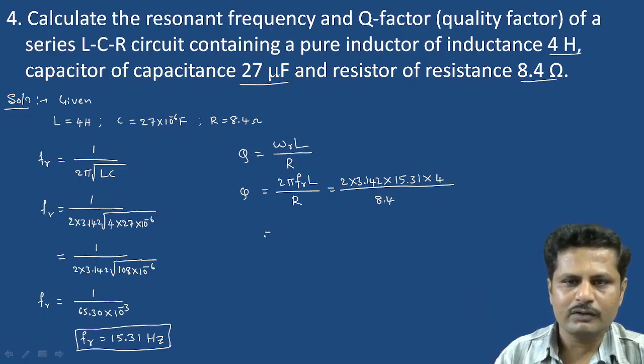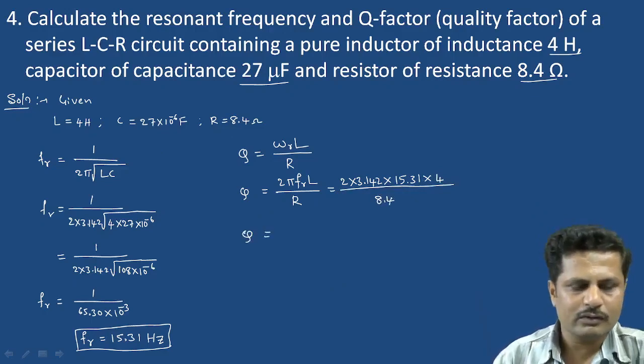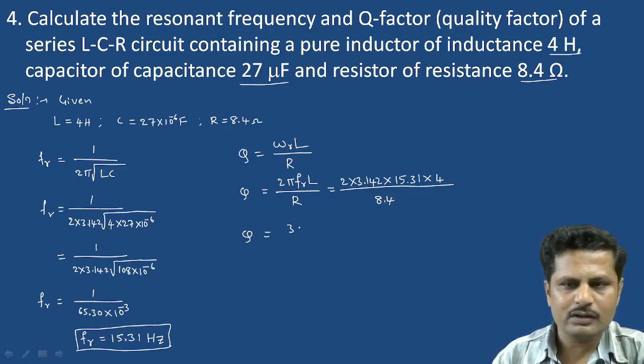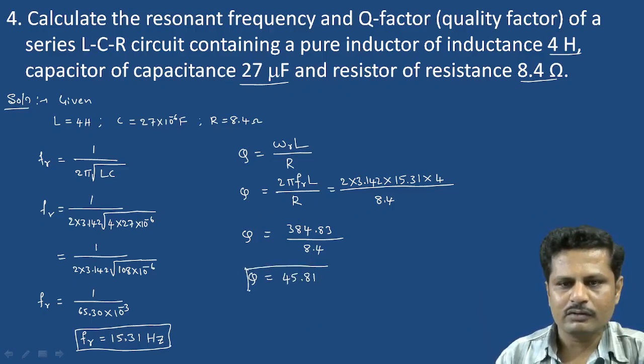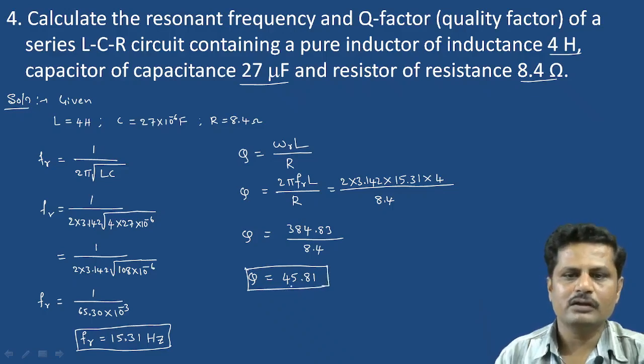So on simplifying, we get Q is equal to 384.83 divided by 8.4. So we get the quality factor equal to 45.81. There is no unit for this, so we will get only the 45.81 value. This is the Q factor and this is the resonant frequency.